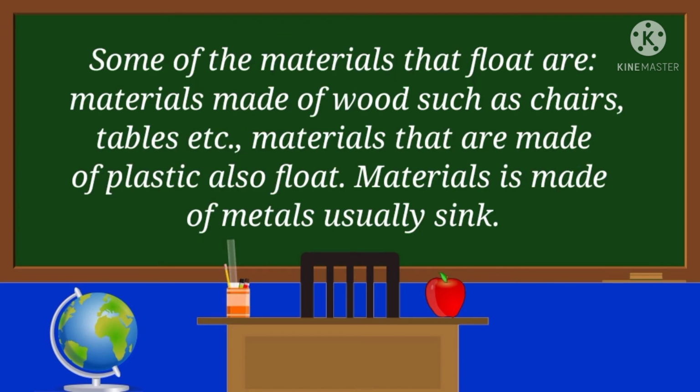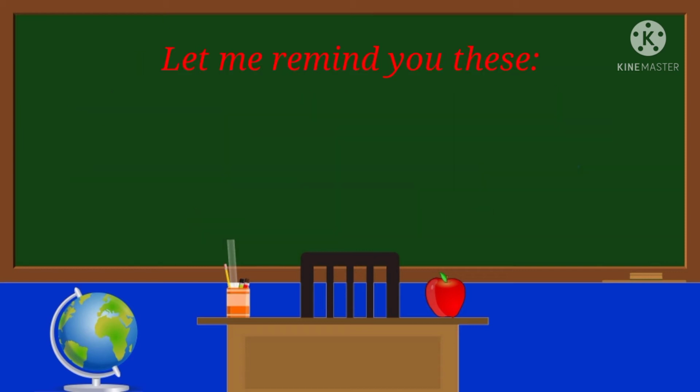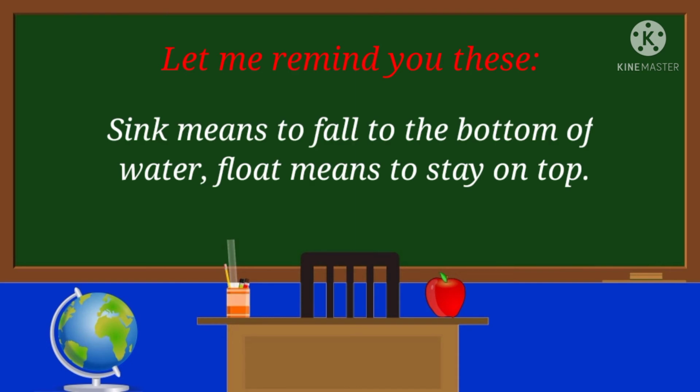Some of the materials that float are materials made of wood such as chairs, tables, and etc. Materials that are made of plastic also float. Materials made of metals usually sink. Let me remind you of this. Sink means to fall to the bottom of the water. Float means to stay on top.